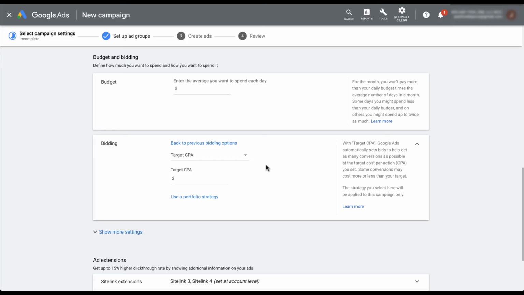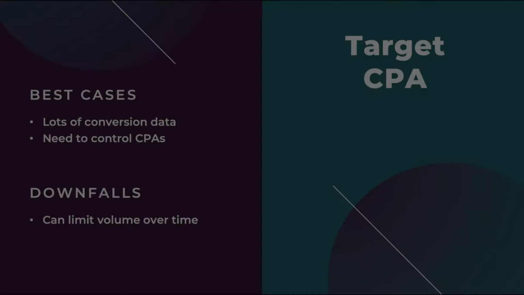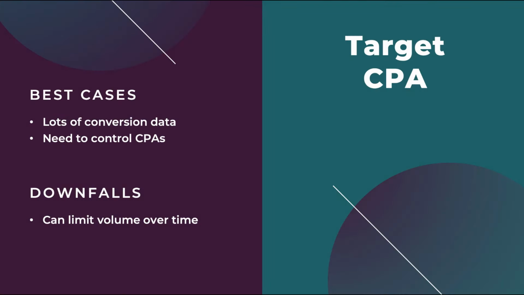Just like with all other bidding strategies, target CPA has some really good instances where it can be useful, but there are some areas where it can be a hindrance to your campaign performance. The best use cases here really lean into what we talked about with the functionality: you need to have a lot of conversion data, because you need to have conversions available in the account for Google to optimize from, and you need to control the cost per conversion. So if you need to make sure that you have some control over what your cost per conversion is, target CPA can be a great option for you.